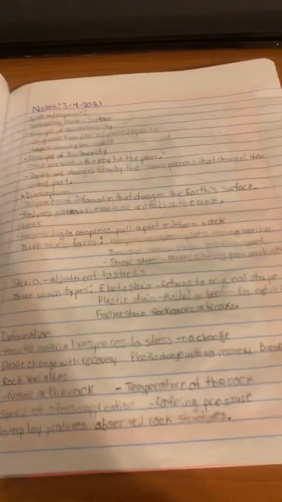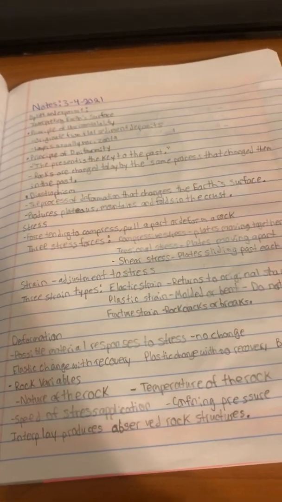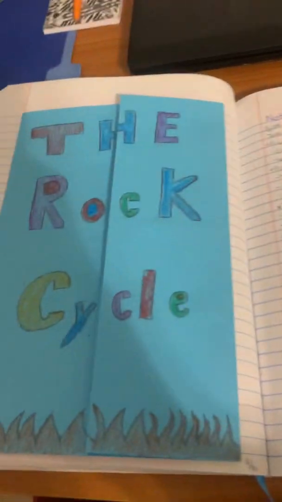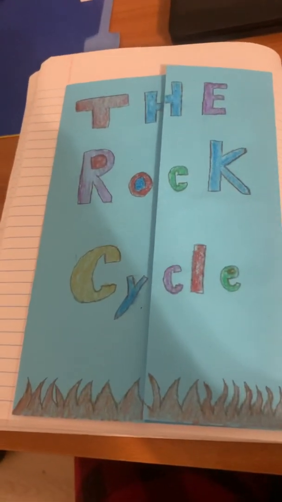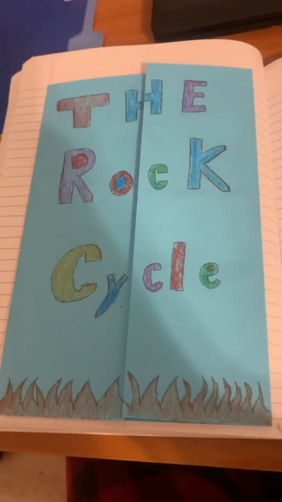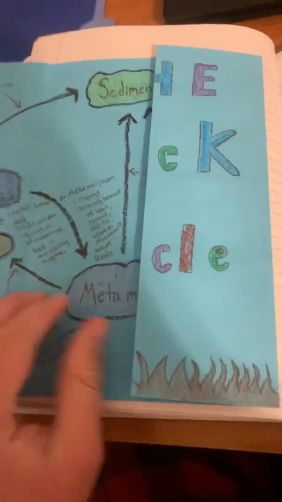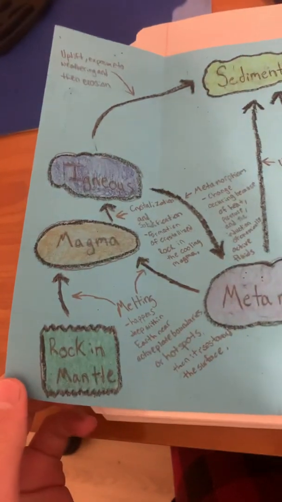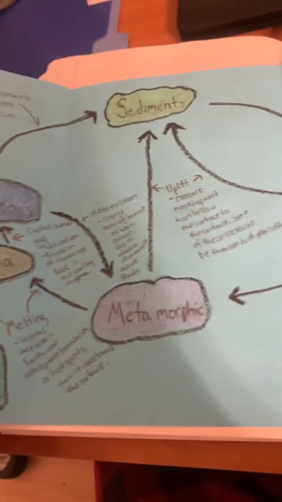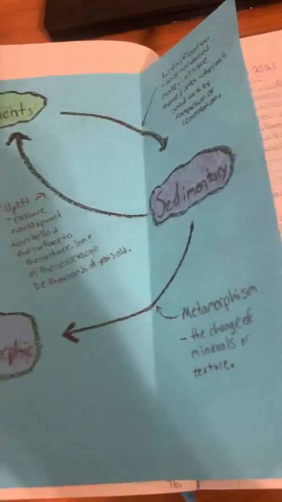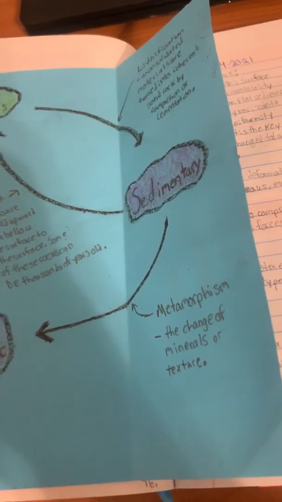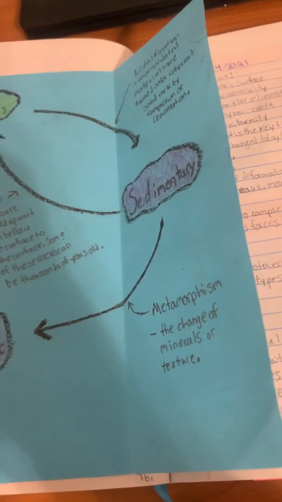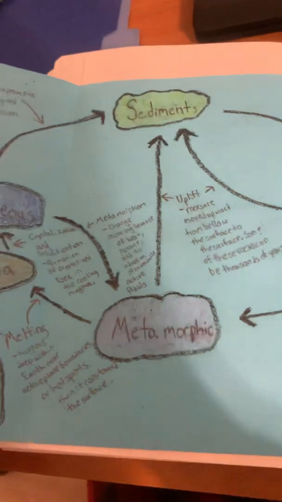And then here is my notes for March 4th, 2021, and we had to make our own foldable for the rock cycle, and here's mine. It's just basically a description of how the rock cycle works and the definitions of what the arrows are representing throughout the whole thing.